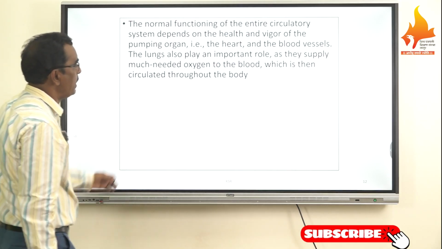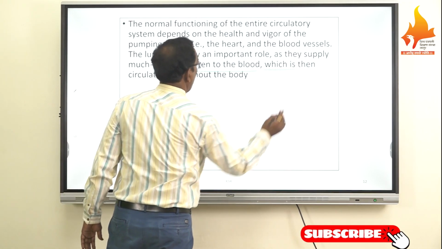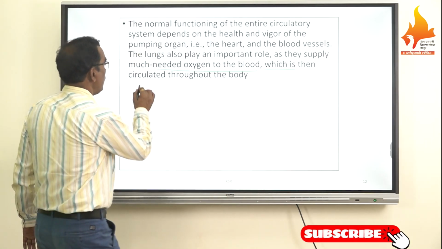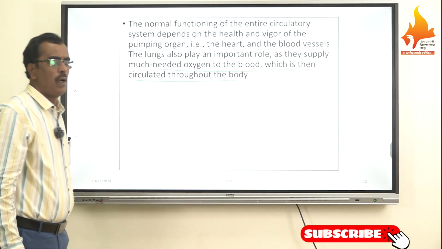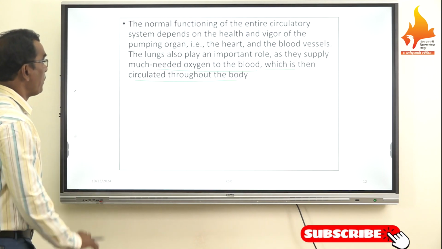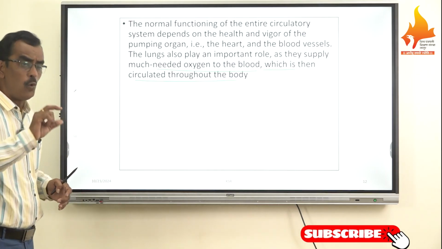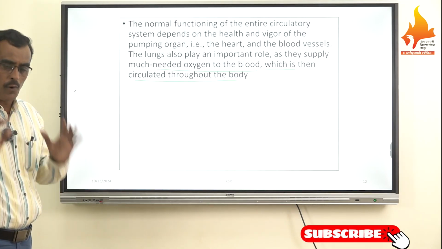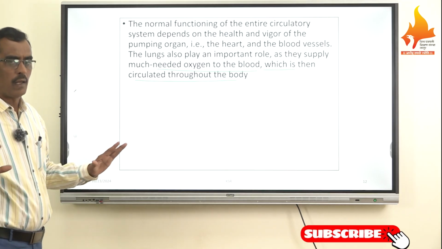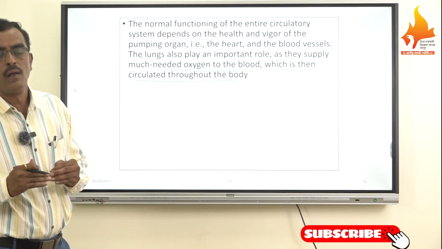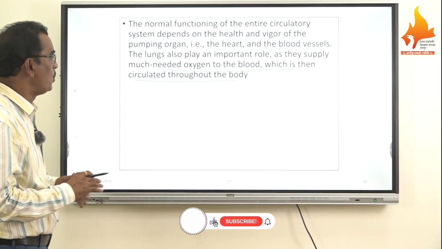So the lungs also play an important role as they supply much needed oxygen to the blood, which is then circulated throughout the body. Normally we know in human beings the blood pressure is 120/80, and this normal blood pressure in human beings or in any organism denotes that the heart is working properly and all the systems are working normally, so there is no need for any medicines. If the pressure of the heart gets higher or lower, at that time we have to take medicine.